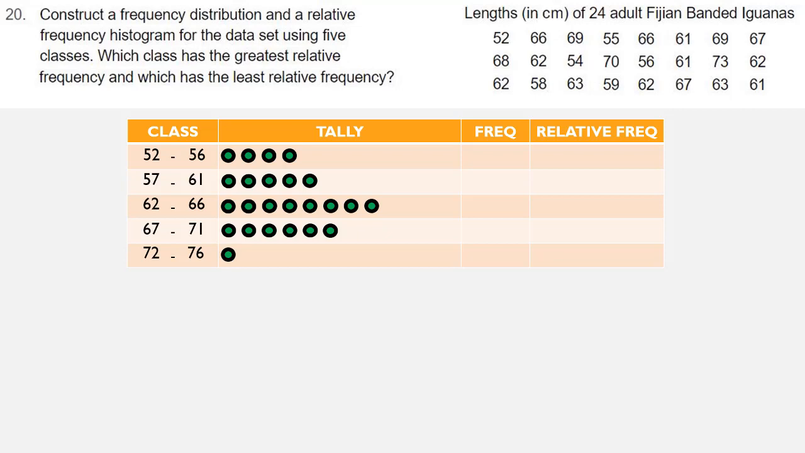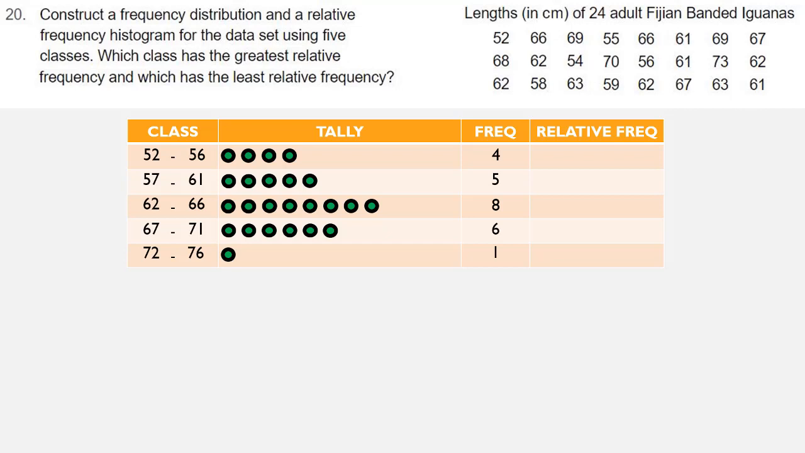Now we can go ahead and add up each of those tallies to determine our frequency. So we have frequencies of 4, 5, 8, 6, and 1. Now it's a good idea at this point to add up the frequencies to make sure that they add up to the total number of data entries that we have, which in this case should be 24. 4 plus 5 is 9. 9 plus 8 is 17. 17 plus 6 is 23. And 23 plus 1 is 24. So we're on the right track.